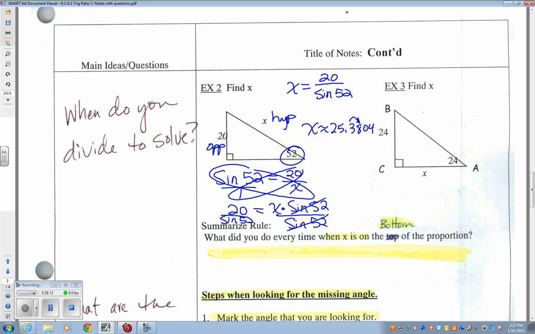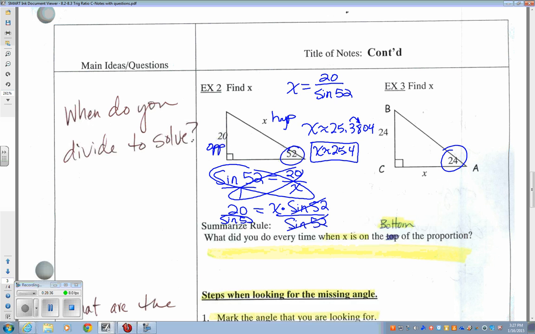Okay. If I round to the nearest tenths, x was approximately 25.4. Now, if you notice something, let's look at the next one real quick. I'm going to show you a little shortcut that happens, basically, because we're doing division when we cross multiply, when the x is on the bottom.